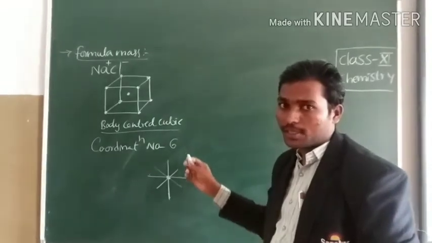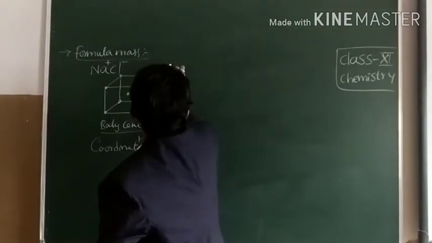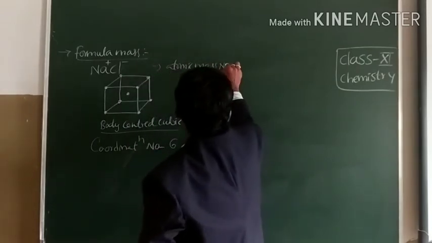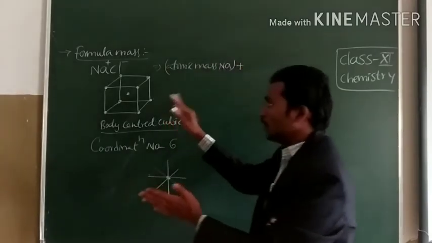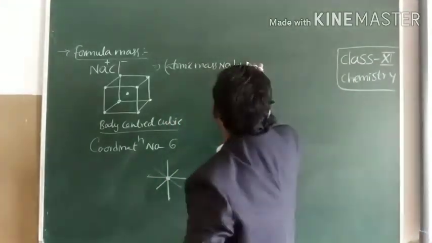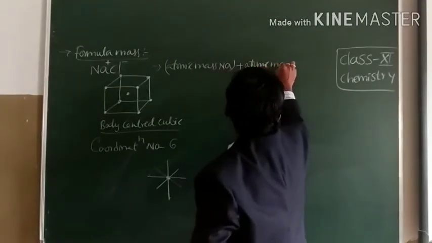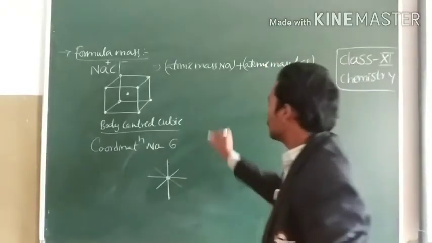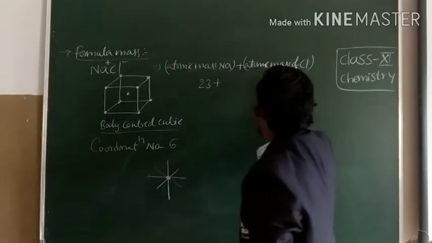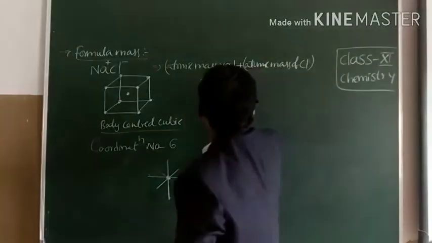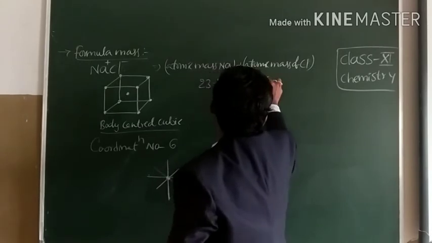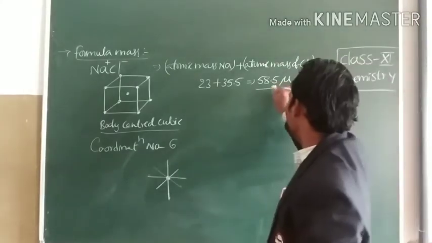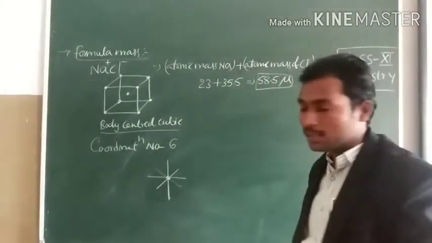Formula unit mass of sodium chloride can be calculated as the sum of the atomic masses of the ions present here: atomic mass of sodium and atomic mass of chloride. Sodium atomic mass 23 plus chlorine atomic mass 35.5 is equal to 58.5 mu. 58.5 mu is the formula unit mass of sodium chloride. Let us take one more example.